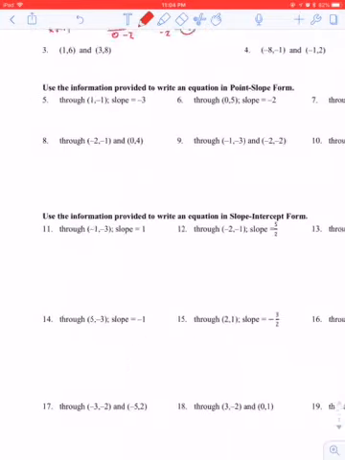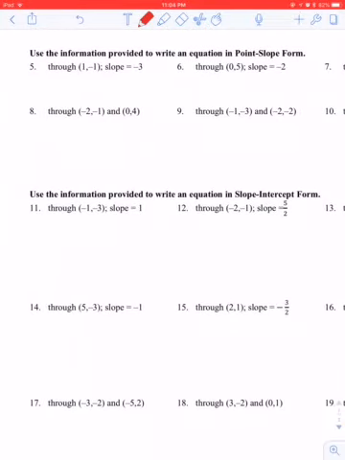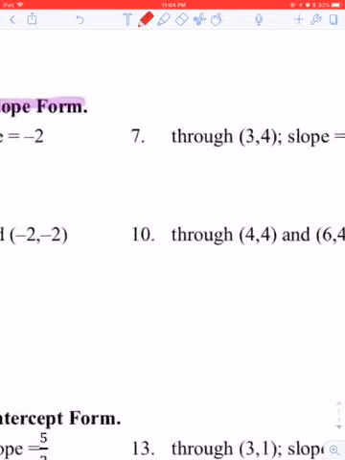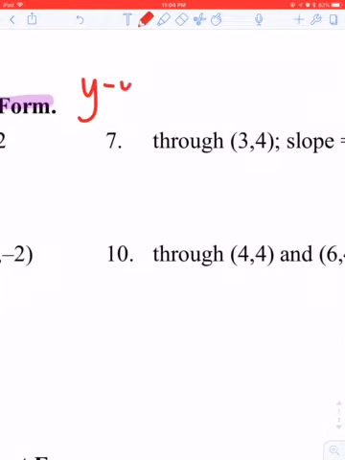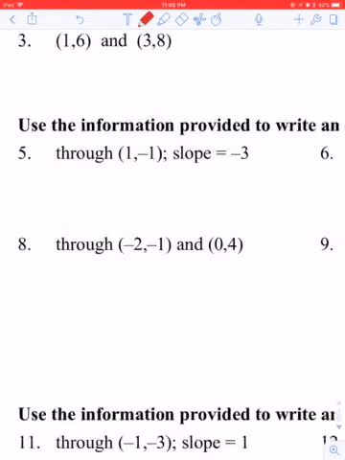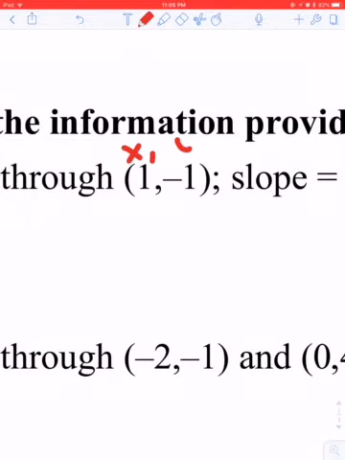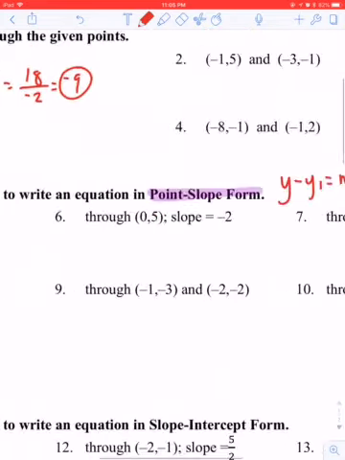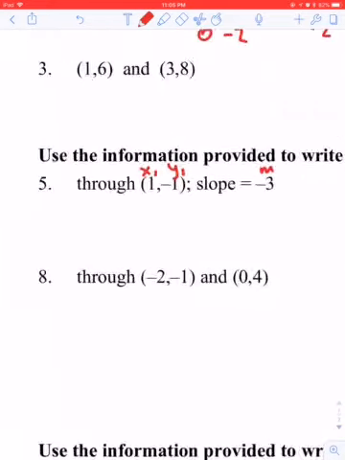The next section, 5 through 10, this is the newer material. So writing this in point slope form. So you might recall, point slope form is of the form y minus y1 is equal to m times x minus x1. This looks very similar to the slope equation. It just moved around to make it look this way. So if you look at number 5, this is your x1, this is your y1, and this is your m. So you're just going to plug it in to that equation.